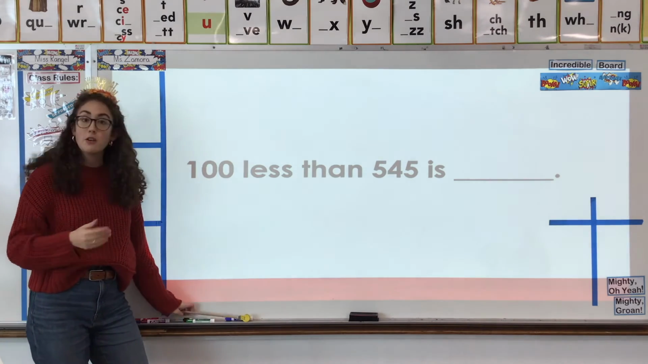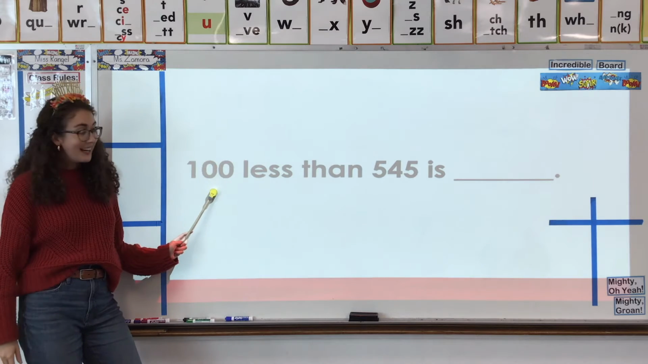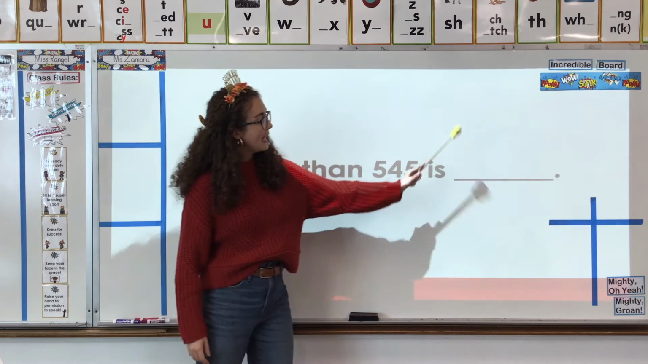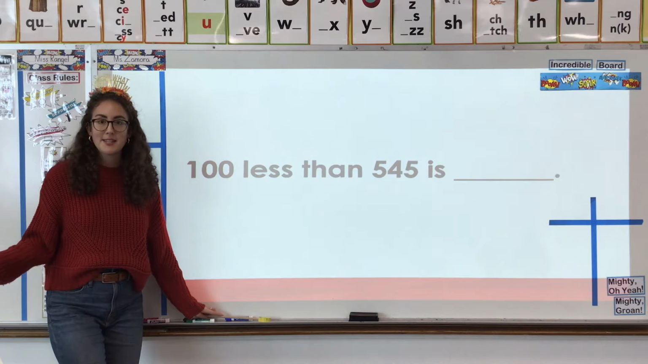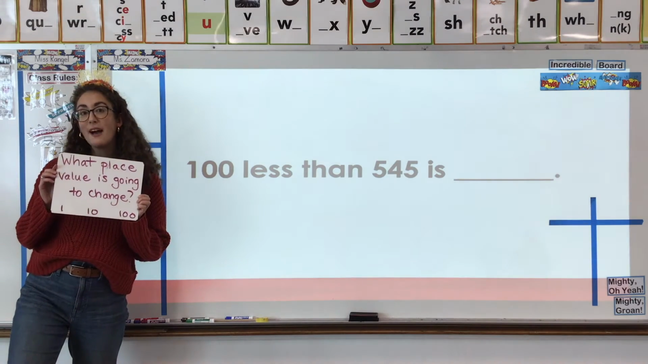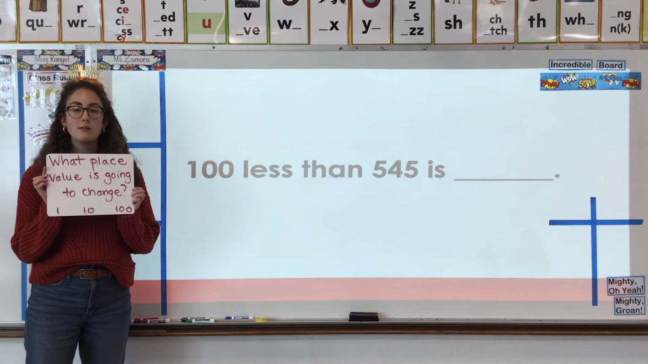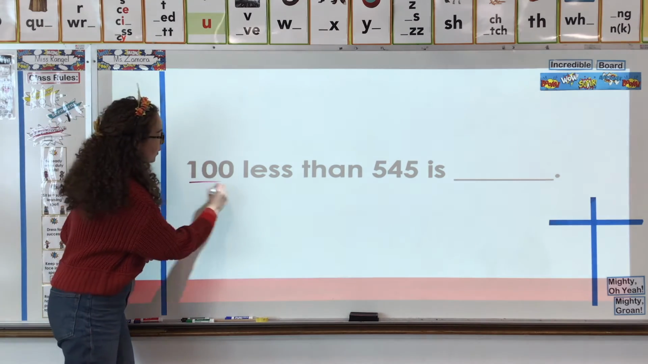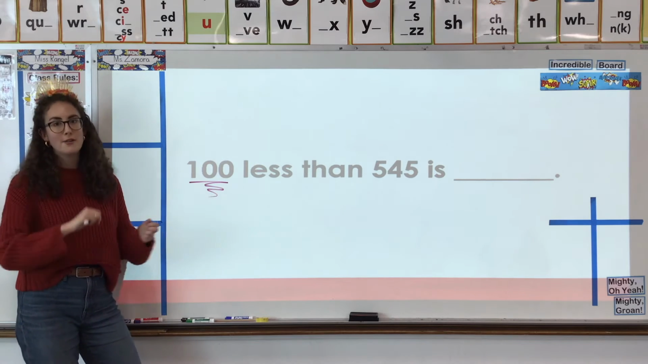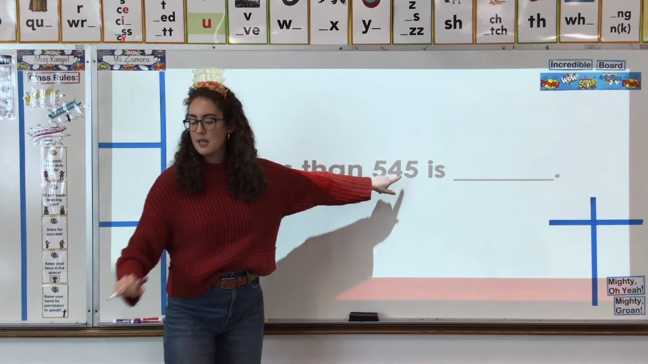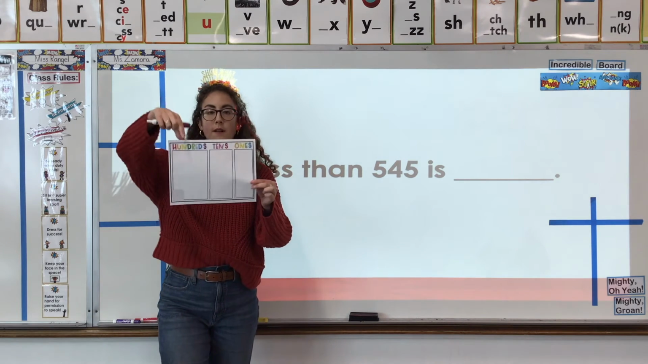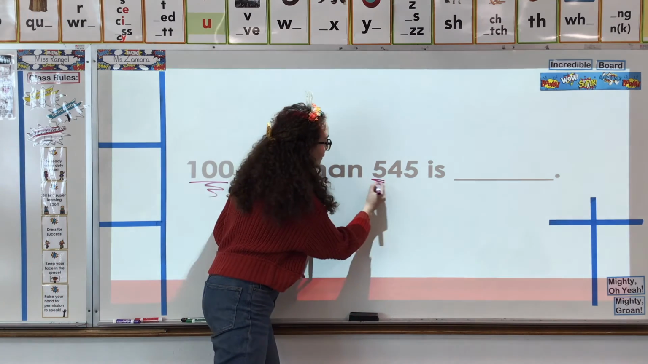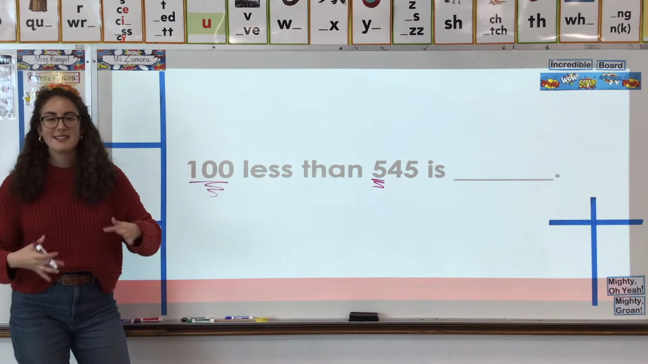What does this say? Can you read it with me, nice and loud? 100 less than 545 is blank. That's our task. Okay? What place value is going to change? The hundreds place, of course. It's telling us right here, hundreds place. So what digit is in the hundreds place? What digit? 545. This first 5, the first 5 is in the hundreds place. That's what will change.